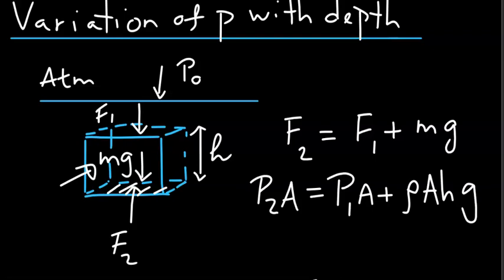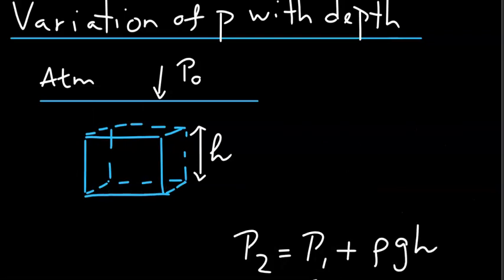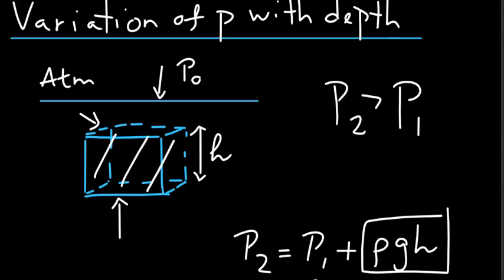Now you notice that all the A's will get cancelled, leaving us with the following final equation: P2 equals P1 plus rho G H. What this equation says is the pressure here is greater than the pressure there. So P2 is greater than P1. The difference is this rho GH. Rho GH is the pressure due to this entire water column.